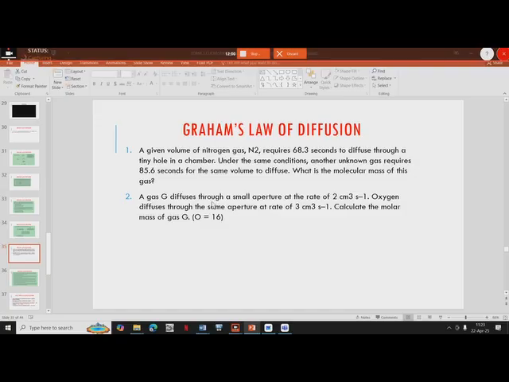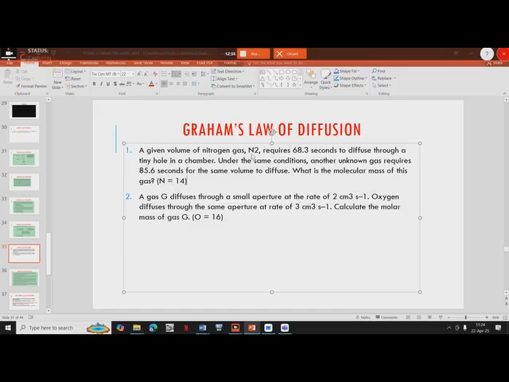A given volume of nitrogen gas, N2, remember nitrogen has atomic number of 14. So N2 will mean it is 14 multiplied by 2. That will be 28. It requires 68.3 seconds to diffuse through a tiny hole in a chamber. Under the same condition, another unknown gas requires 85.6 seconds for the same volume to diffuse. What is the molecular mass of this gas?